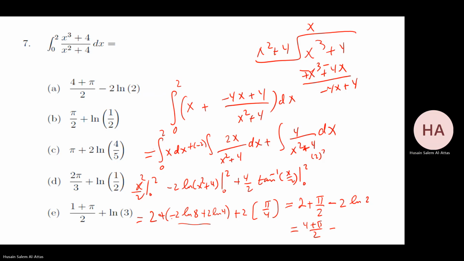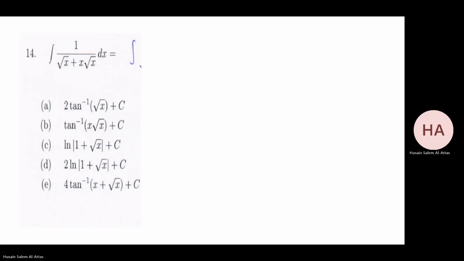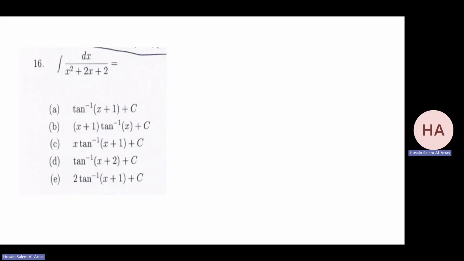I take minus 2 as common factor. The remaining is ln 8 minus ln 4, which is ln of 8 over 4, and 8 over 4 is 2. That will be minus 2 ln 2, which is this one. Okay, 2 to go.